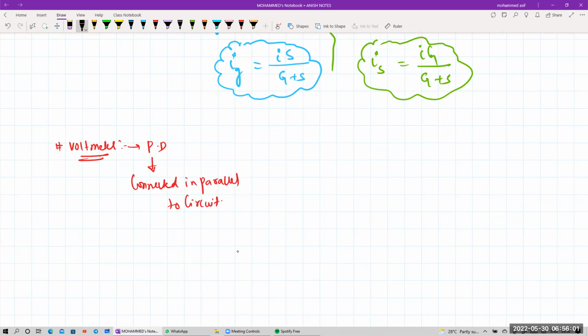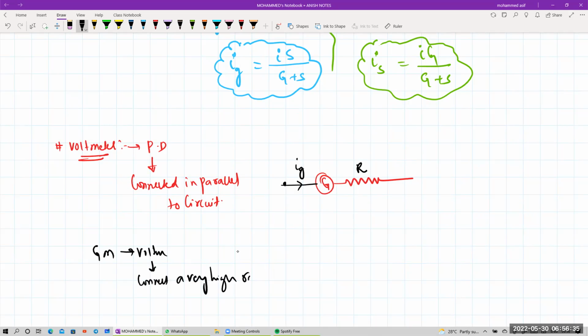Now, how do you convert a galvanometer into a voltmeter? For this galvanometer, we connect a very high resistance in series combination. The current passing through the galvanometer is Ig, and the resistance is R. So to convert a galvanometer into a voltmeter, connect a very high resistance in which combination? Series combination.